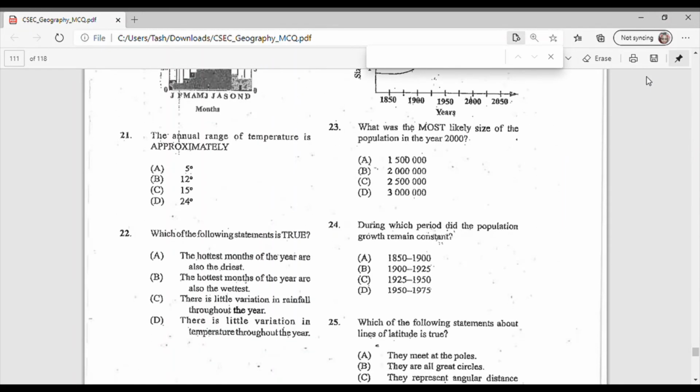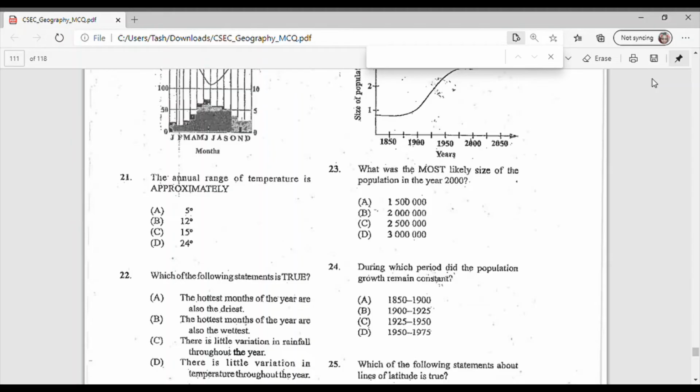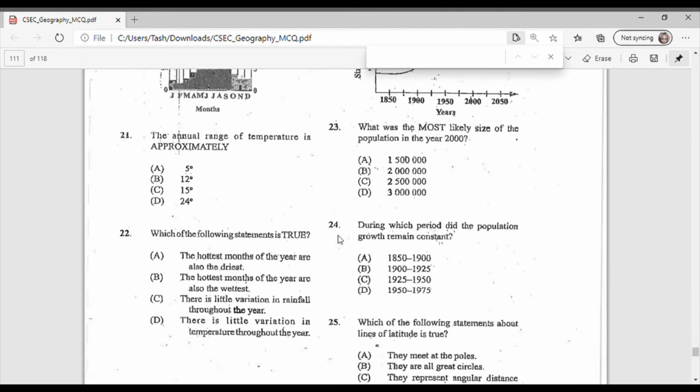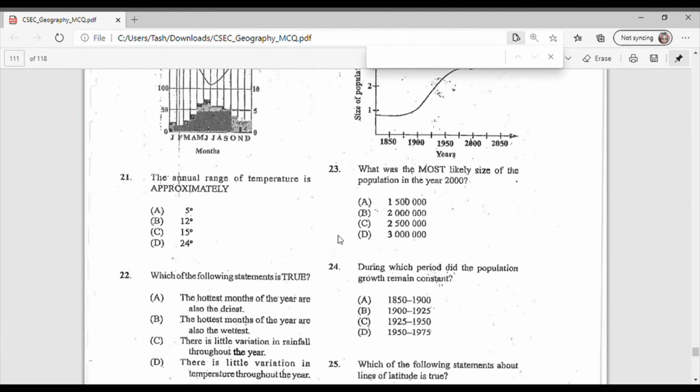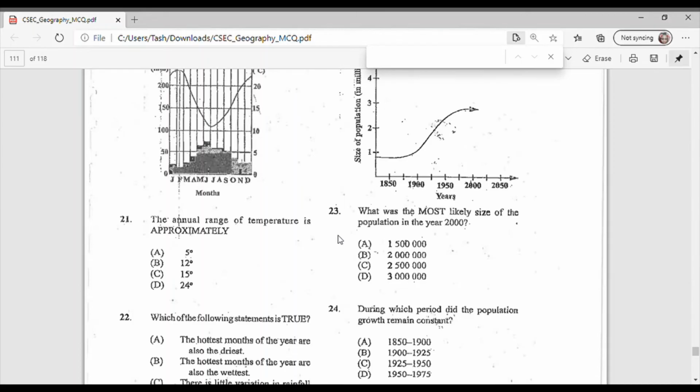For number 22, which of the following statements is true? A, the hottest months of the year are also the driest. We saw this question before as well. B, the hottest months of the year are also the wettest. C, there is little variation in rainfall. The question is used with the diagram as well. So let us look through them.